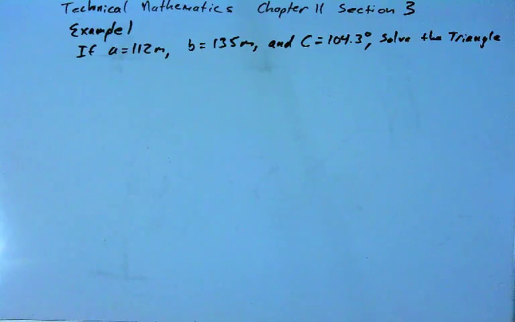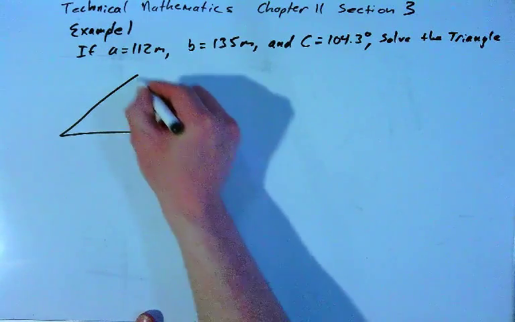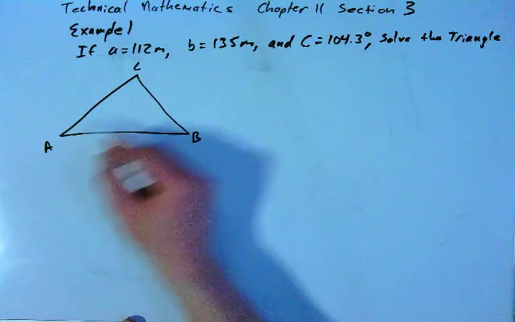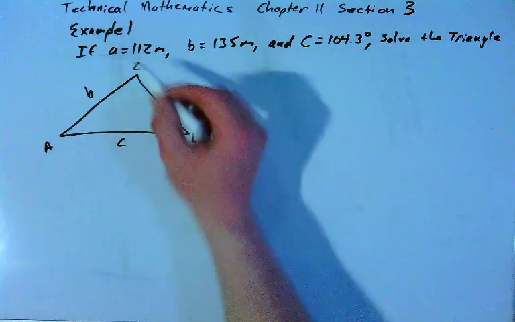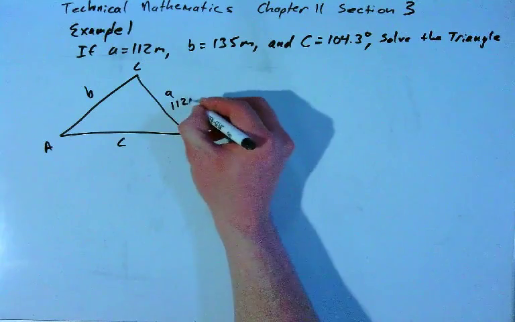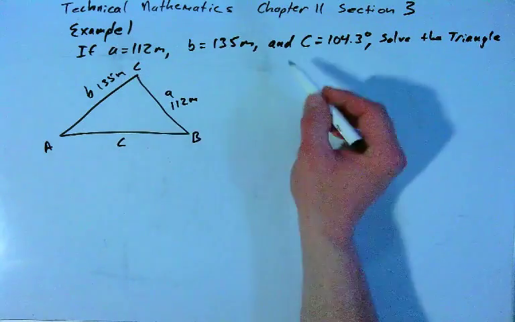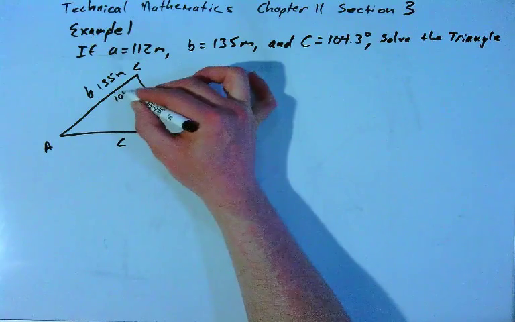This is example 1. It says if a is 112 meters, b is 135 meters, and C is 104.3 degrees, solve the triangle. And so we'll want to sketch out the triangle first. That'll help us visualize the problem. And so in our standard triangle, we have angles A, B, and C, and we have sides a, b, and c. Side a is 112 meters. Side b is 135 meters. And angle C is 104.3 degrees.